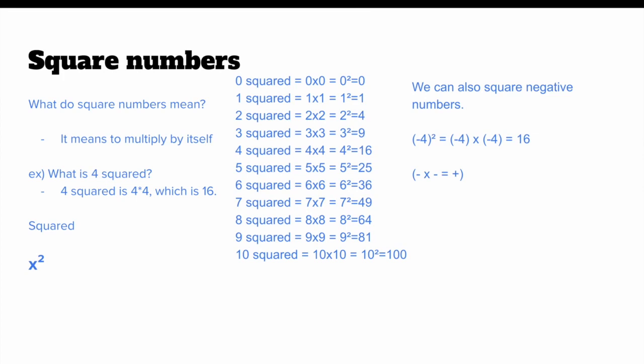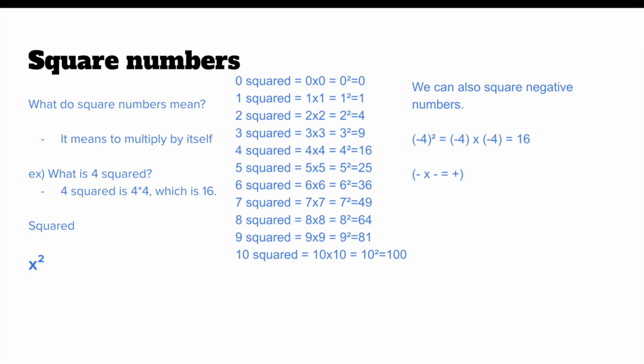6 squared is 6 times 6, so it's 36. 7 squared is 7 times 7, so it's 49. 8 squared is 8 times 8, so it's 64. 9 squared is 9 times 9, so it's 81. 10 squared is 10 times 10, so it's 100.